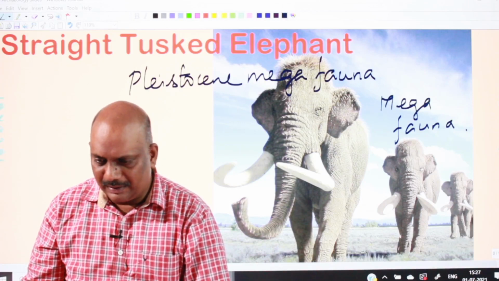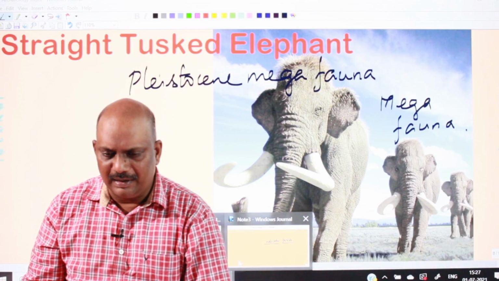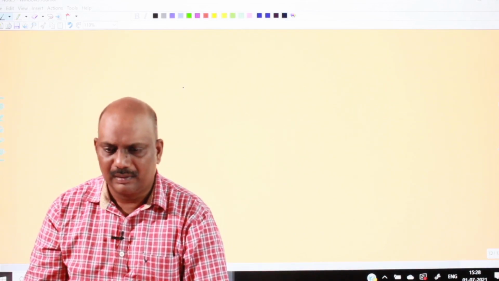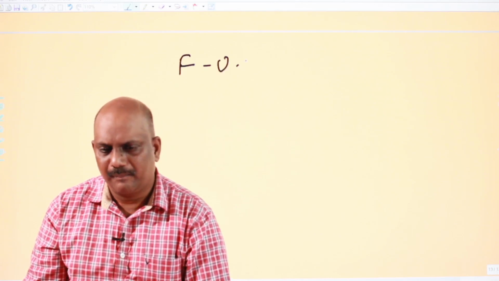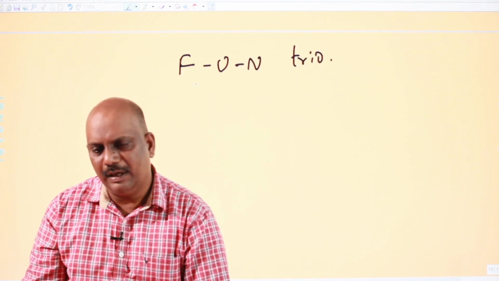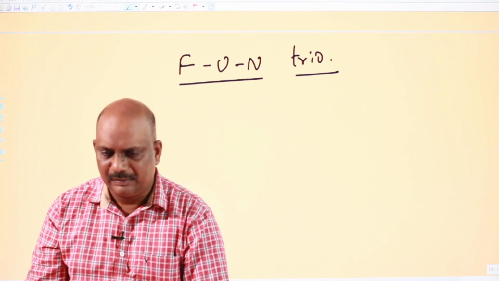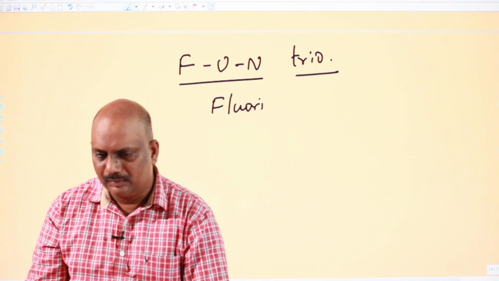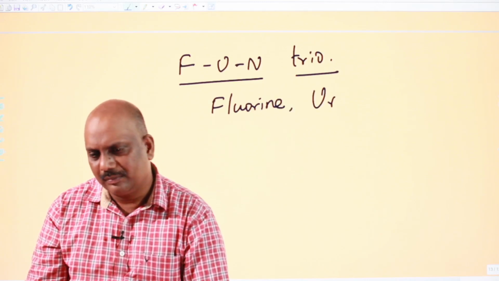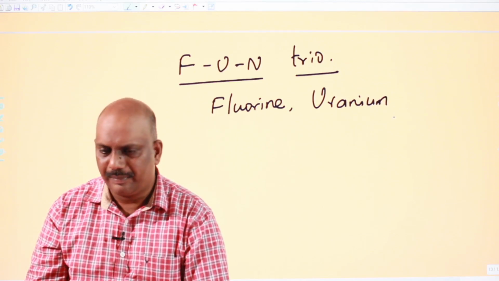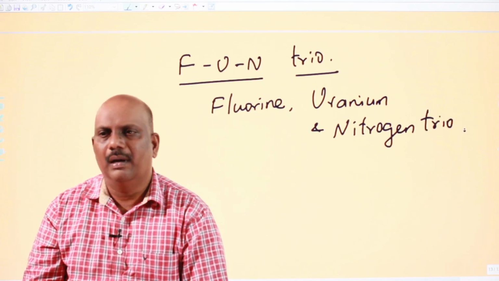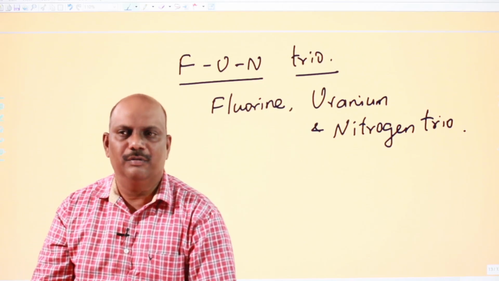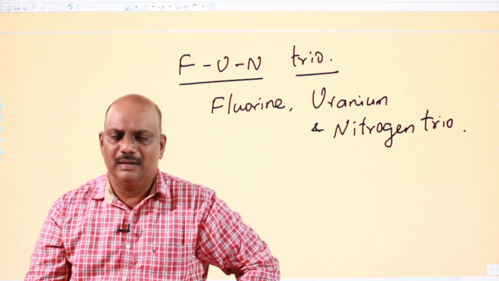So the next important relative dating technique. FUN trio is nothing but fluorine, uranium, and nitrogen trio. Fluorine, uranium, and nitrogen trio.